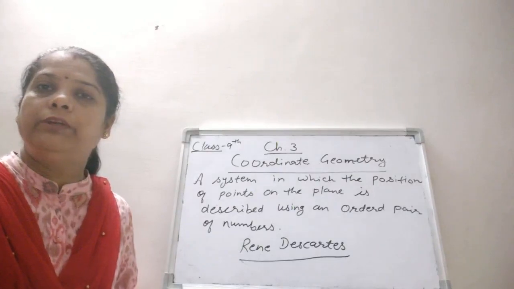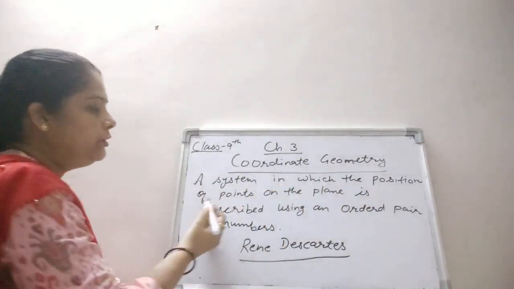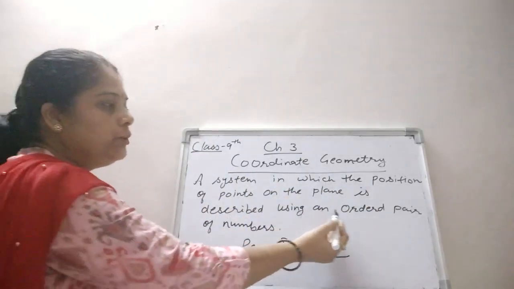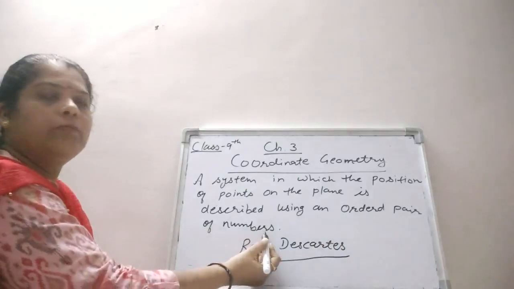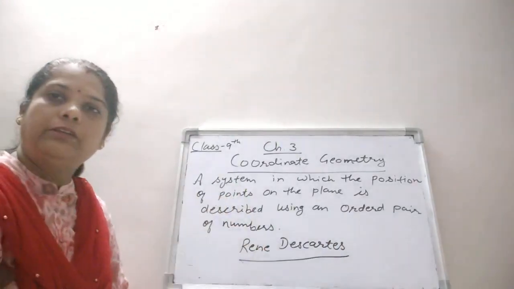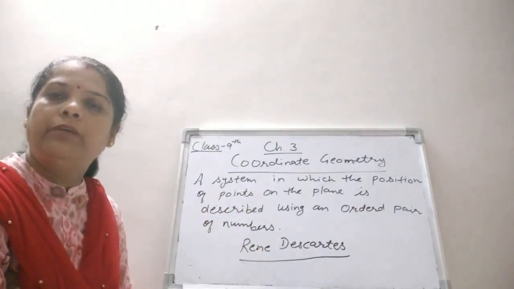What is coordinate geometry? Coordinate geometry is a system in which the position of points on the plane is described using an ordered pair of numbers. What does this mean? In this system, the position of a point is described in a plane.